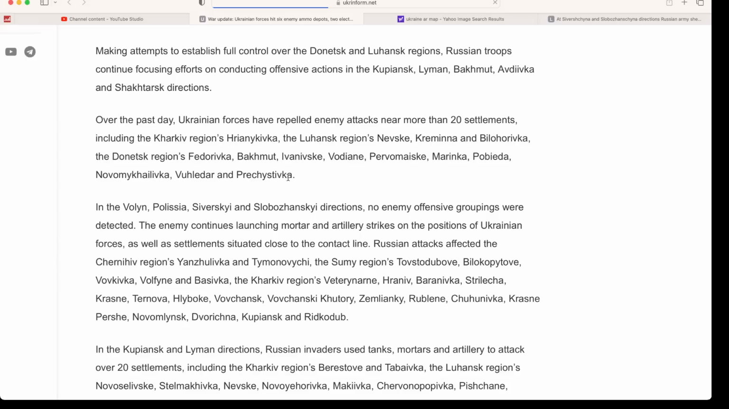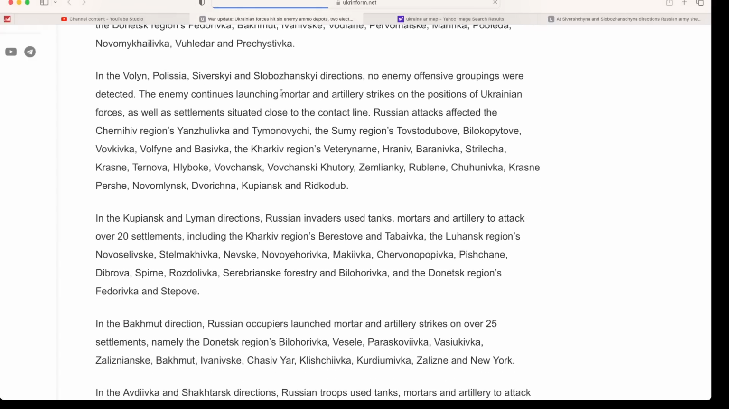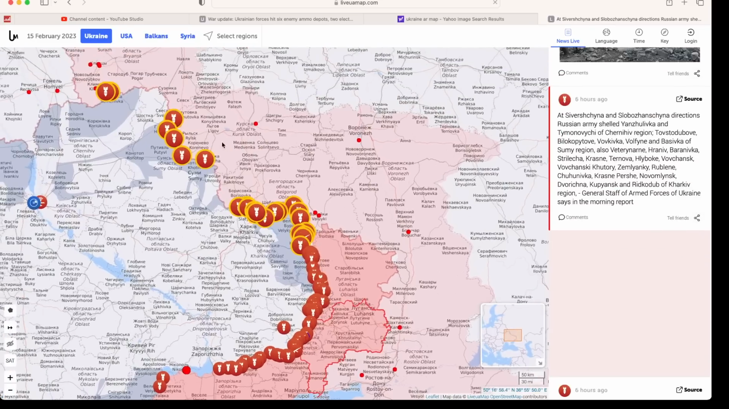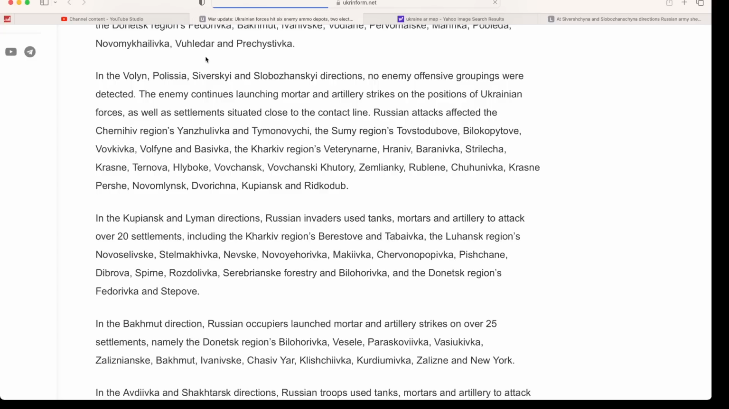In the past day, Ukrainian forces have repelled enemy attacks near more than 20 settlements, including the Kharkiv and Luhansk regions, and they give you a few settlements over there, Bakhmut, Ivanivska, and all this, Vuhledar as well. So in Volyn, Polisia, Siversky, and Slobozansky directions. These are the ones right here, if I remember correctly, in the north. Right, yes, right here at Siversky and Slobozansky. So this is where this article starts talking about. So that's, as I said, starts north and goes east and then south.